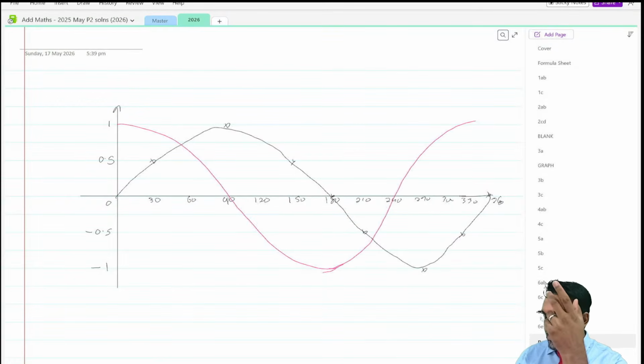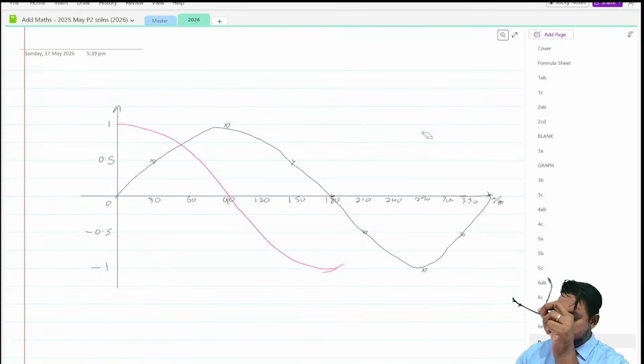Wait, I got that. Cos of 0 is 1, cos of 90 is 0, so it has to pass through 270. That's what was going on. Yeah, I got that. Sorry about that, guys.